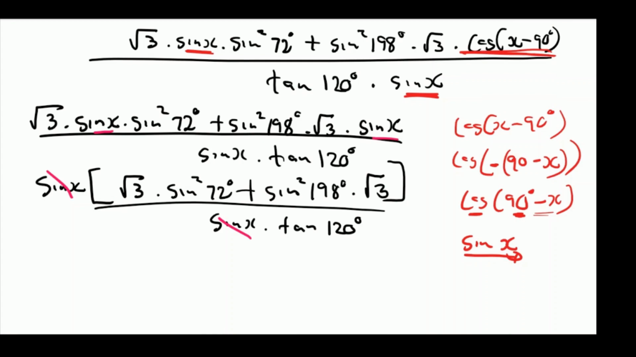Another thing is, if you're having tan of 120 degrees, if you reduce it, it's going to be tan of 180 degrees minus what? Minus 45 degrees, right?